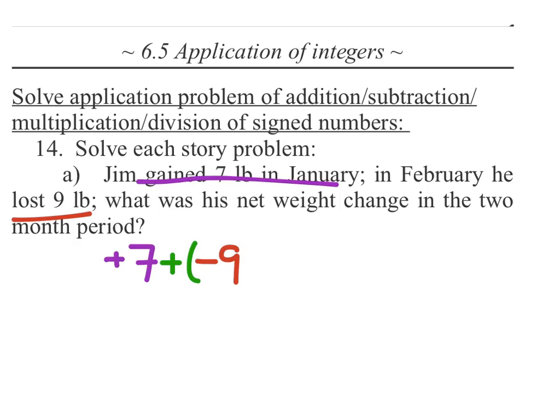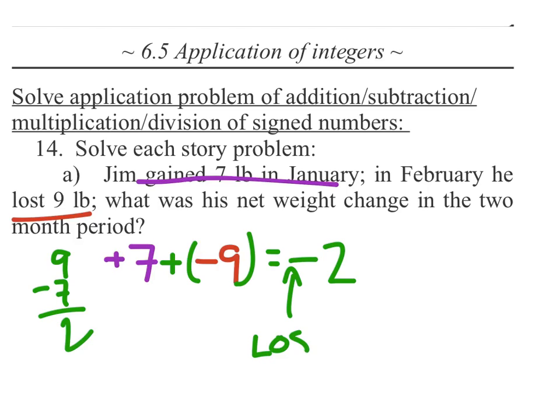And we're going to add these two together. So 7 plus negative 9, I've got more negatives than positives. And then, since they're opposites, I would subtract the 2. 9 minus 7 is 2. So negative 2, the negative shows that he would have lost. And how much? 2. But 2 what? 2 pounds.